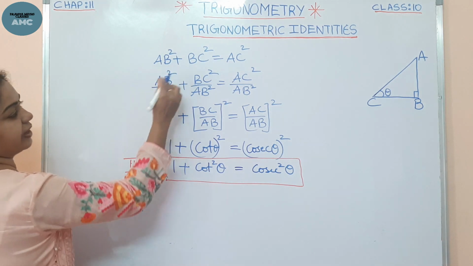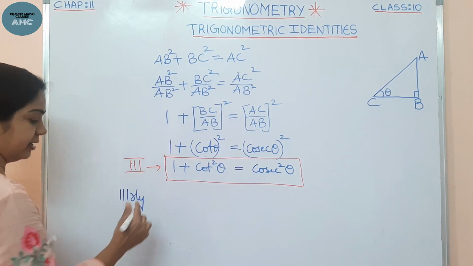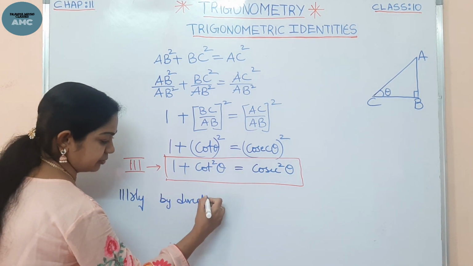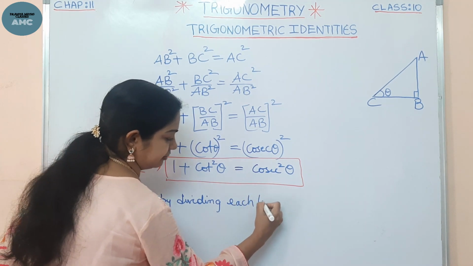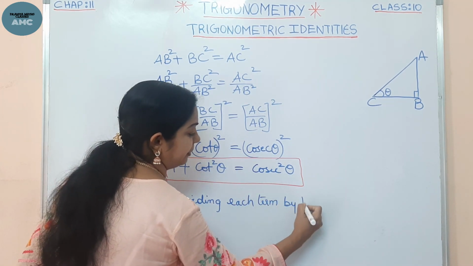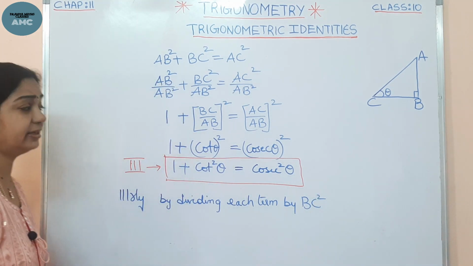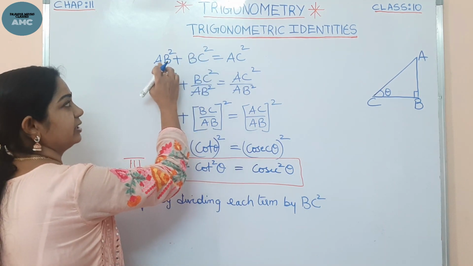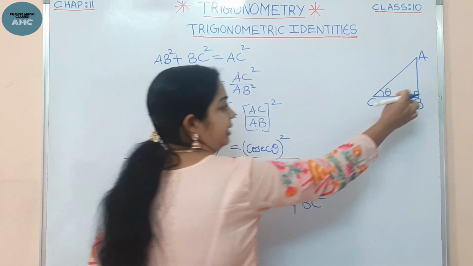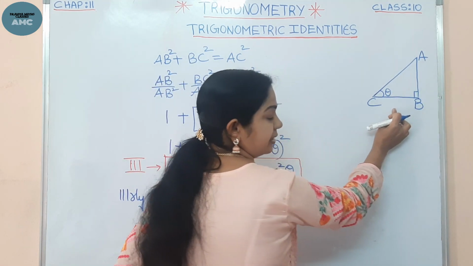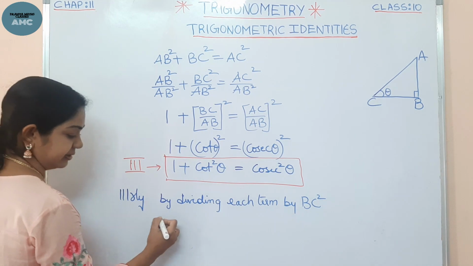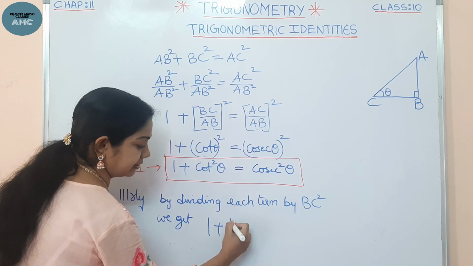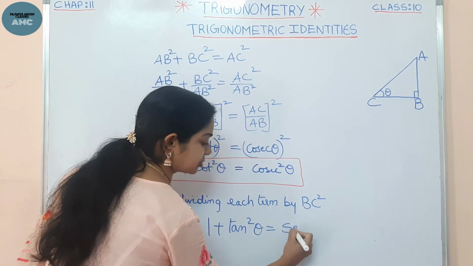Similarly, the second identity, how do we derive? If you divide, now here we were dividing throughout by AB square. Instead, by dividing each term by BC square, BC square by BC square comes to 1. So, here AB by BC. Now, AB by BC is opposite by adjacent, that is tan square. We get 1 plus tan square theta is equal to secant square theta.